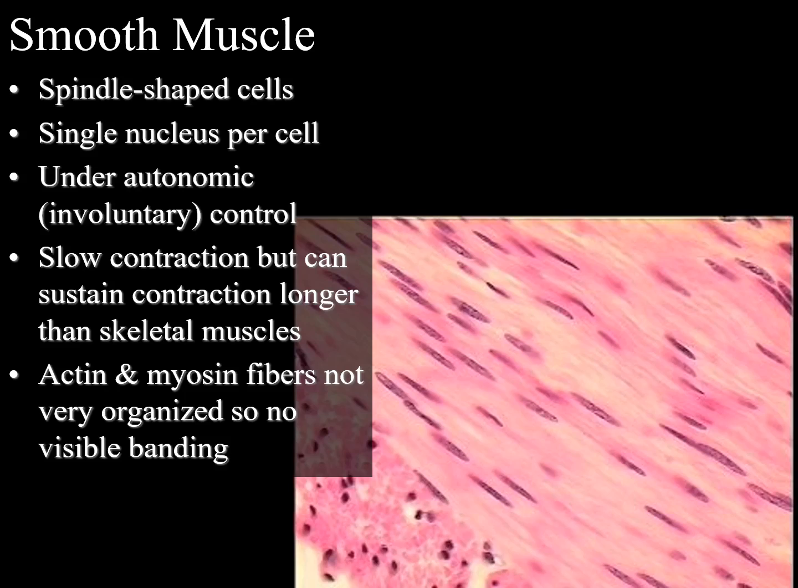It's still the same proteins that are making the muscle contract. It's mostly actin and myosin, and then there's a couple of regulatory proteins that are control proteins. But the actin and myosin proteins are not so perfectly lined up. So when you look at that picture, you're not seeing any of the striations. You're not seeing that fine banding pattern that you saw with skeletal muscles.